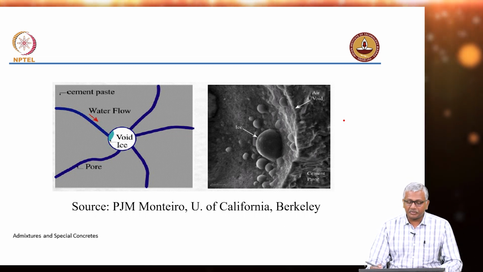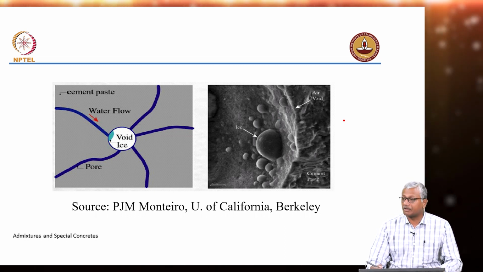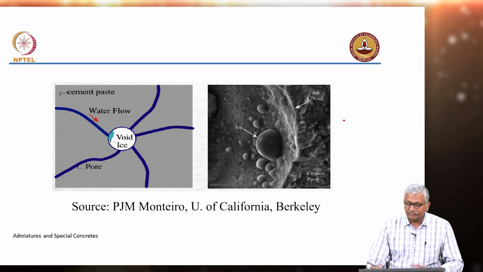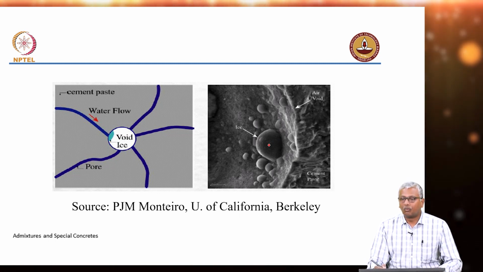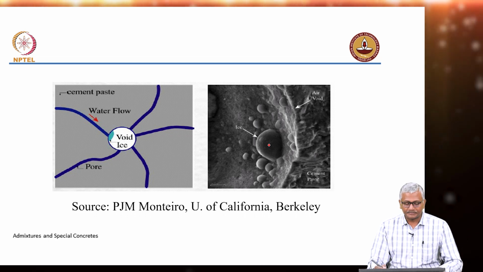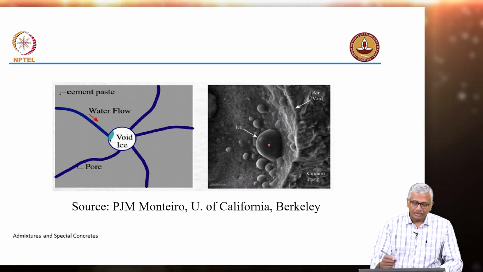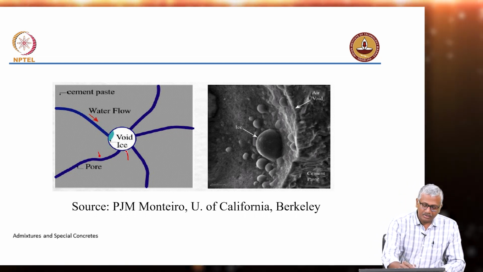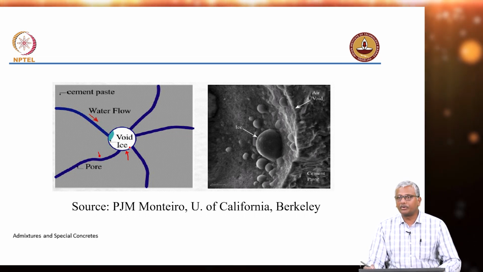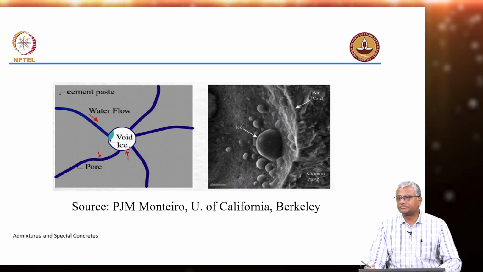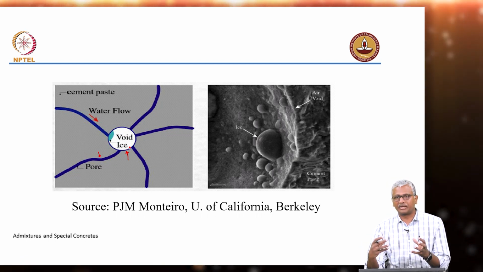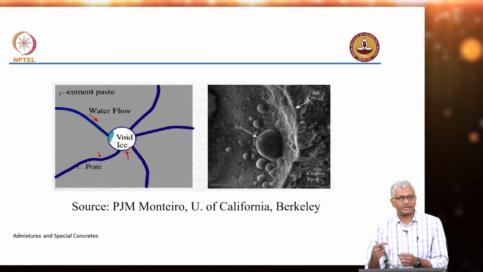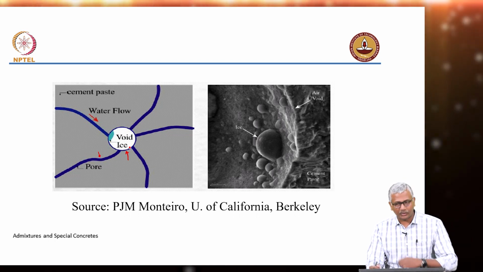Again, this is a picture from University of California, Berkeley, where very nicely they are showing the formation of ice in the walls of an air void. These are pores and these are voids. What is the difference between a void and a pore? Voids are usually discrete. Pores are more or less continuous channels through which your water is flowing.